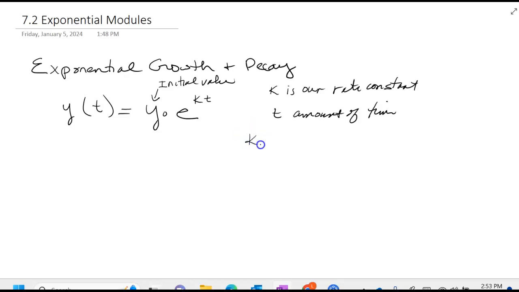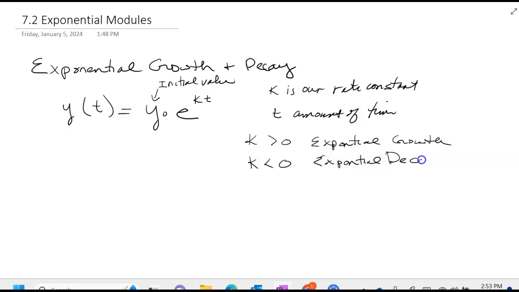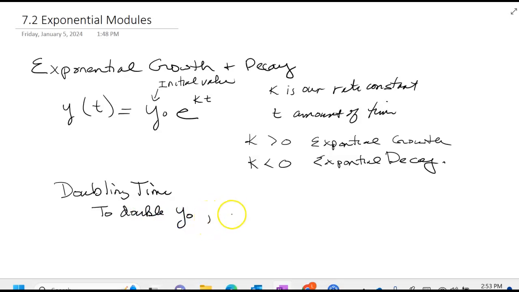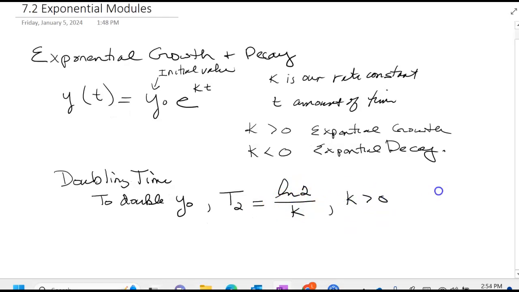So basically, when our rate constant is greater than 0, we experience exponential growth. And when our rate constant is less than 0, we experience exponential decay. We can also use this information to determine what we call doubling time, meaning the time it takes to double our initial value. And to double your initial value, we call that t sub 2, time it takes to double. It's actually always equal to ln of 2 divided by your constant. Of course, that means your constant is greater than 0 because we're doubling our value.